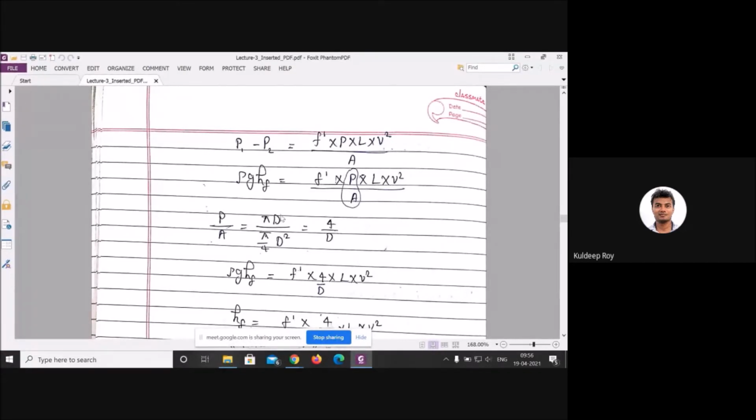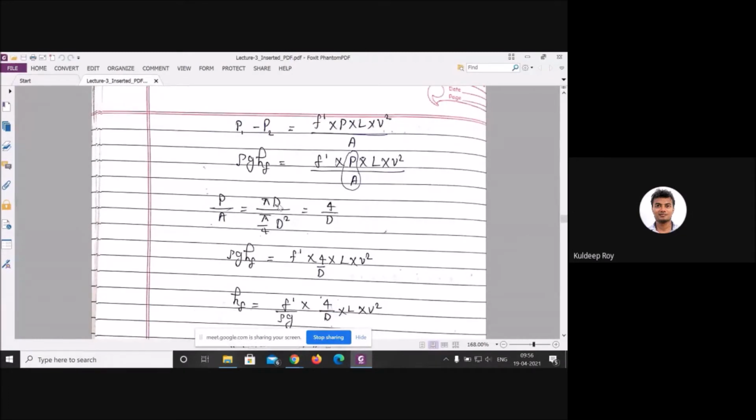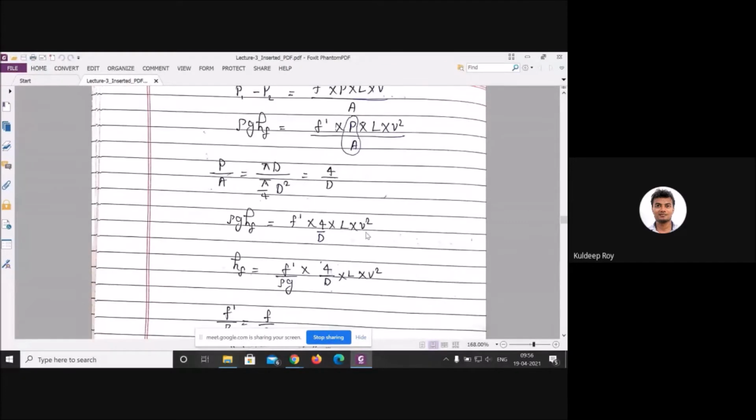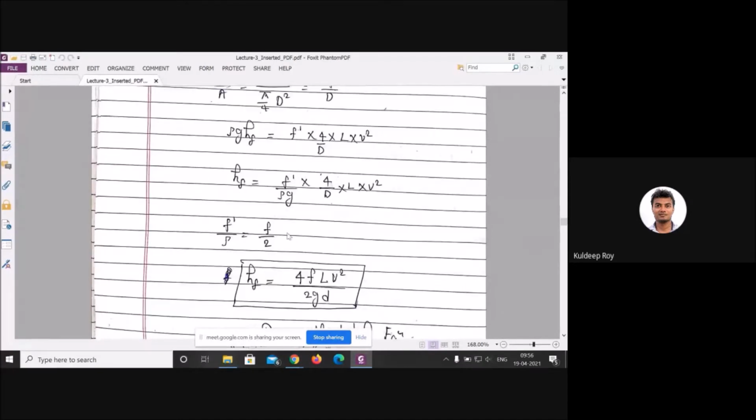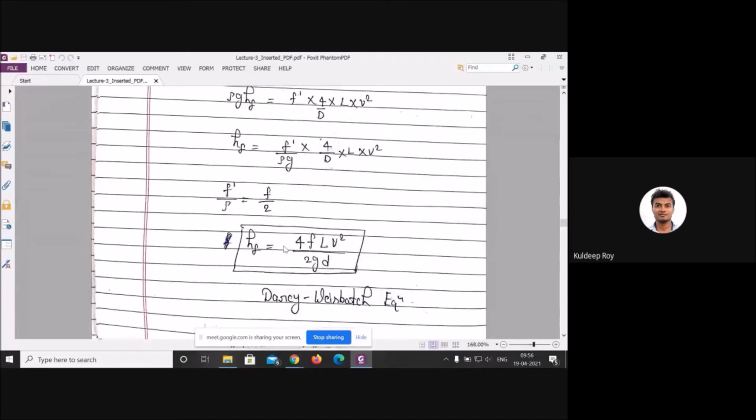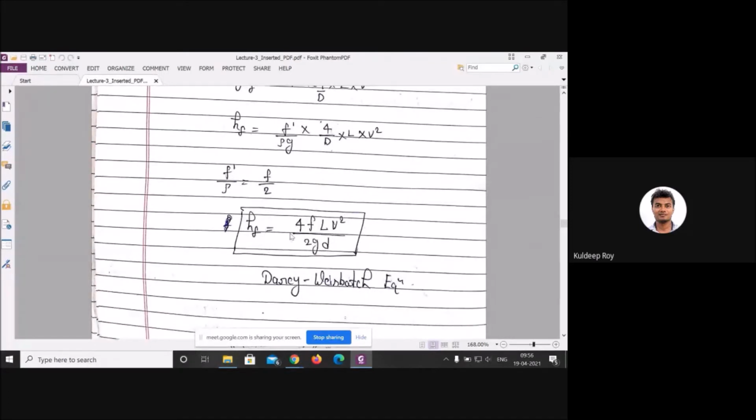Then P by A, where P is your perimeter: pi multiplied by D divided by pi by 4 D square. Then you have got the 4 by D. Just put this value here. You have got the HF equal to, how much will be the HF? This you have got. Then here you have to take, this is the constant value, HF by rho. You have to take F by 2 because this is called the friction factor. Then how much will it be? HF equal to 4FL V square by 2GD.